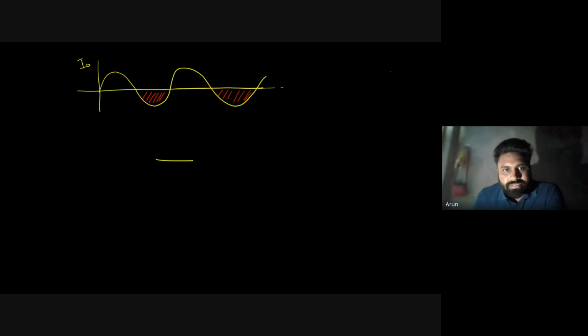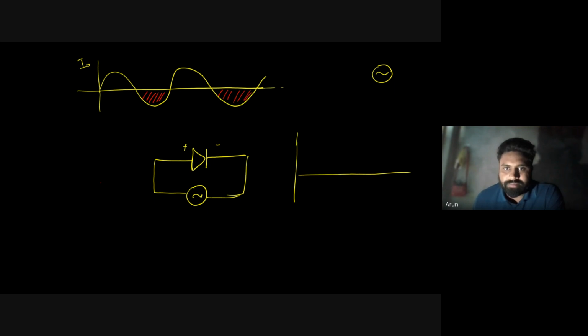Now, this is a diode. Okay, this is positive, this is negative. If you connect it with the alternating source, this is the symbol of alternating current. Okay, if you connect it to the alternating source and you draw the variation of current with respect to time, and also here there is a resistance which is RL, the load resistance.